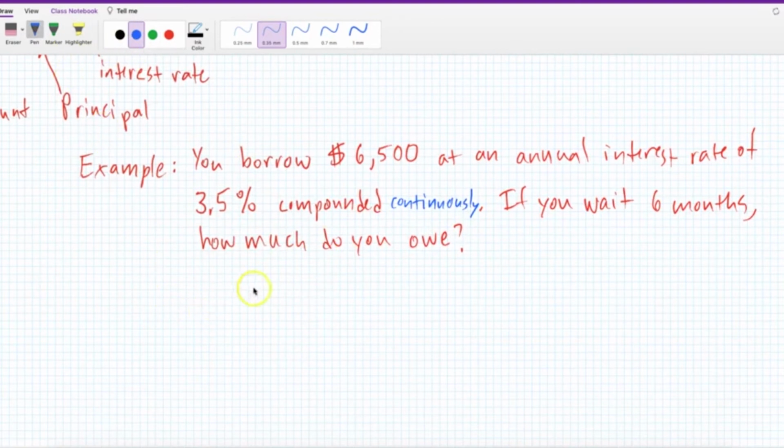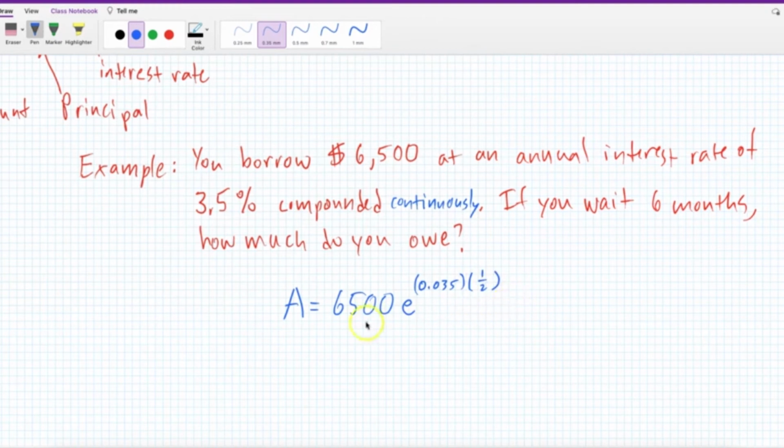Okay, so we're still going to use a formula. It's just in this case we use the continuously compounding interest formula. So our principal is still 6,500. Our base is e. Our interest rate is 3.5%, or 0.035. And our time is still 1/2 because 6 months is half a year.